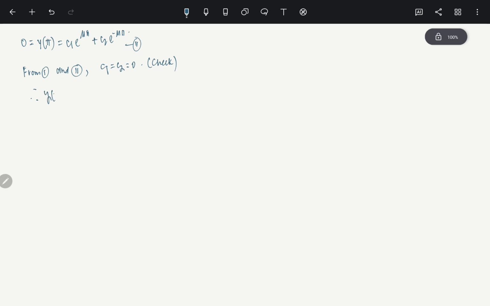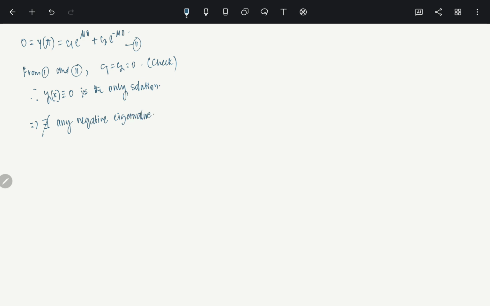Therefore, y of x is identically equal to 0. It is the only solution. Yeah, what does that say? That says that there are no negative eigenvalues. Is it okay? So that will imply there does not exist any negative eigenvalue.